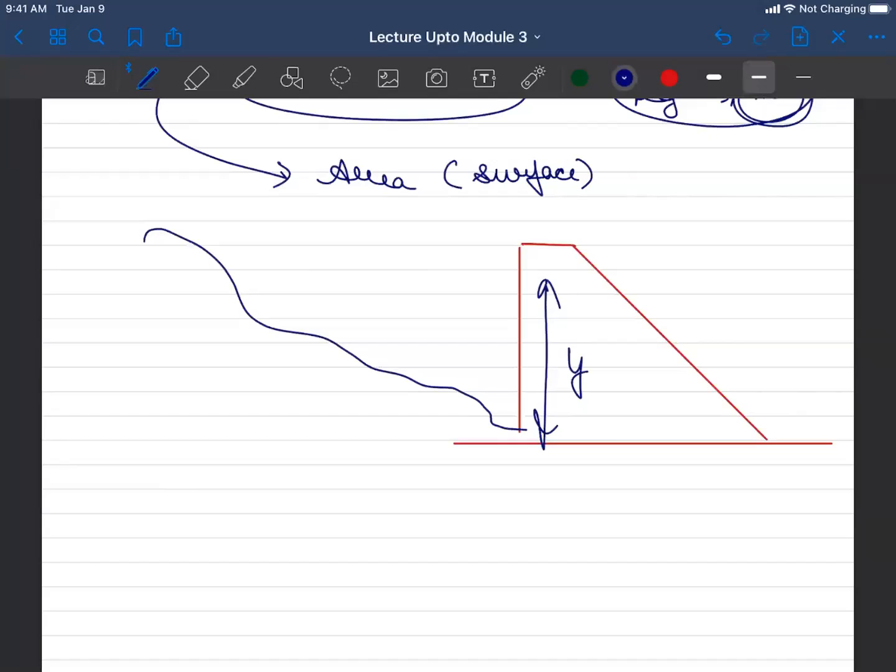Because if water is here, the area is going to be different. If water is here, the area is going to be different. If water is here, the area is going to be different. There's a problem then. What should we do?